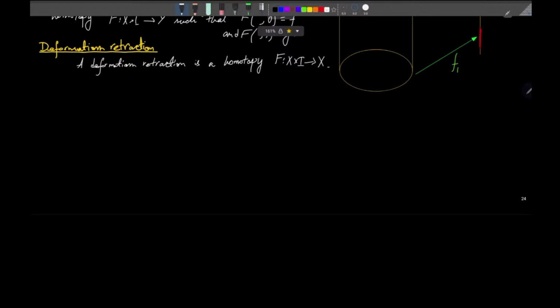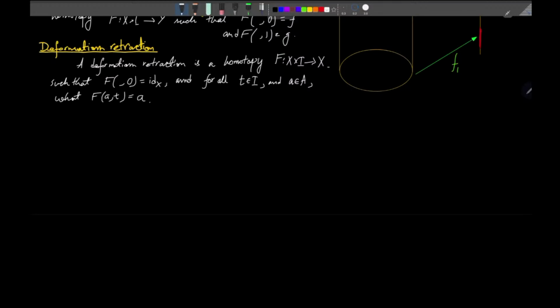A homotopy such that the first map is the identity on X. So it does nothing. It just fixes every point. And for all t in the interval, for every time, for every phase of this map, and for any point in that particular subspace, choose a subspace A of X, and for any a in this subspace A, we have that F of a comma t is a.